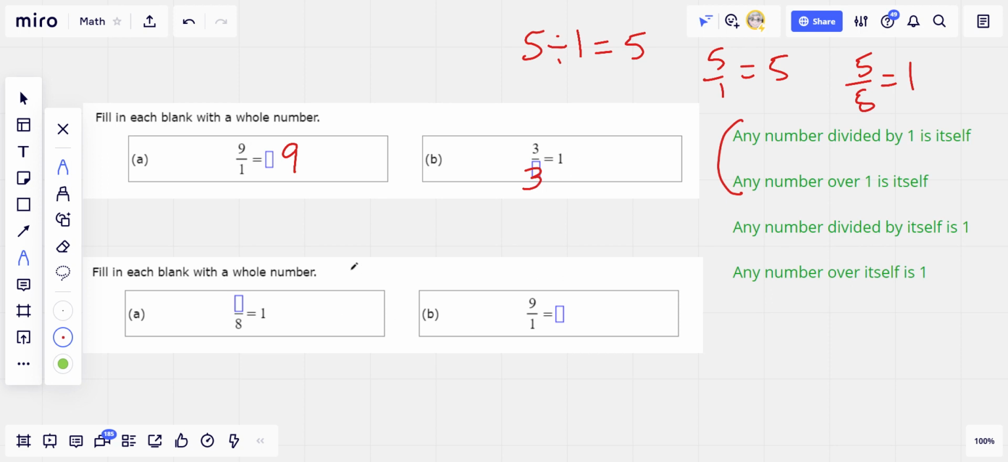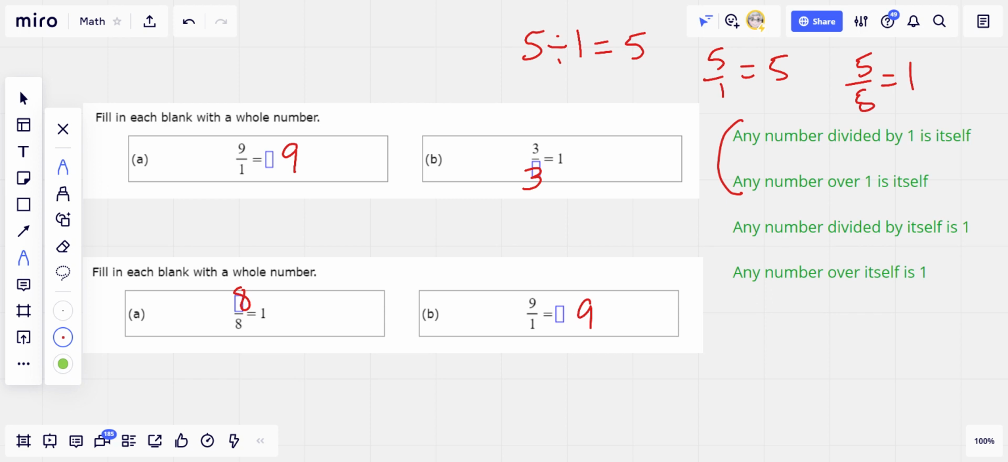Let's try just a couple more here. So something over 8 equals 1. Well, that's that second rule again. Any number divided by itself is 1, so 8 over 8 is 1. And then here we have 9 over 1. That's exactly the same problem as this one. Any number divided by 1 stays itself, so that's going to be 9.